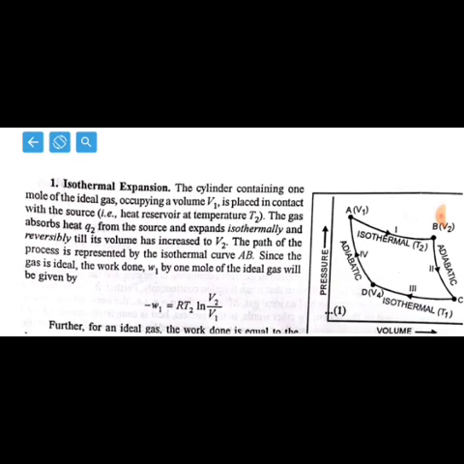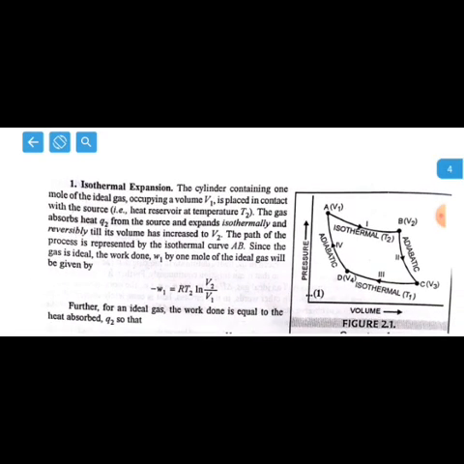Isothermal expansion. The cylinder containing 1 mole of the ideal gas occupying a volume V1 is placed in contact with the source heat reservoir at temperature T2. The gas absorbs heat Q2 from the source and expands isothermally and reversibly till its volume has increased to V2. The path of the process is represented by the isothermal curve AB.